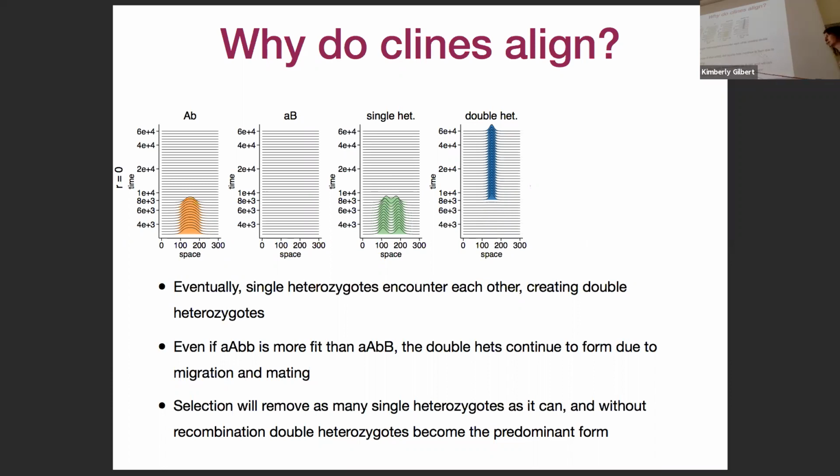And so selection can remove single heterozygotes. And once they're gone, we're left with just the double heterozygotes that cannot be recombined away either. So they become the predominant form where the two clines are.